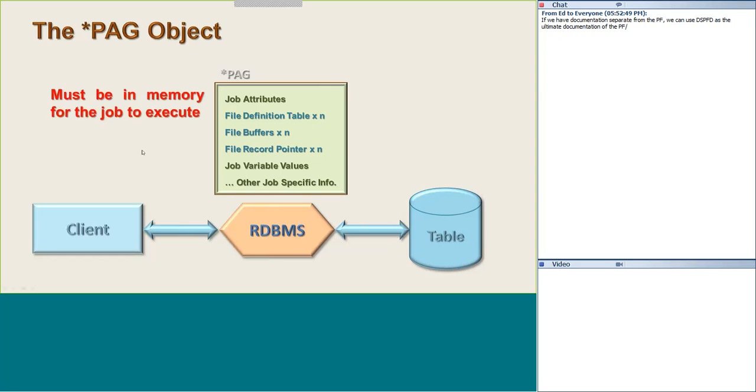The important thing to remember about a PAG object is that the whole PAG, the whole object, has to be in memory for the job to execute. If there is no space in memory for a PAG when a job requires to execute, then other PAGs will be swapped out of memory. The required one will be swapped into memory, and then the job will execute until it gets interrupted, and the process will then carry on.